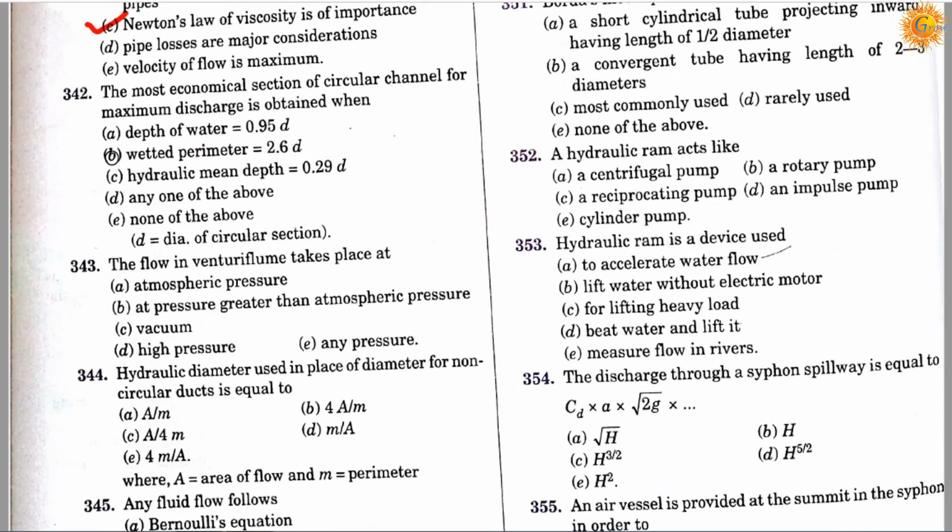Question number 342. The most economical section of circular channel for maximum discharge is obtained when: option A, depth of water will be 0.95 d; option B, wetted perimeter will equal 2.6 d; option C, hydraulic mean depth will equal 0.29 d; option D, any one of the above; option E, none of the above, where D is the diameter of a circular section. So the correct answer is D, any one of the above.